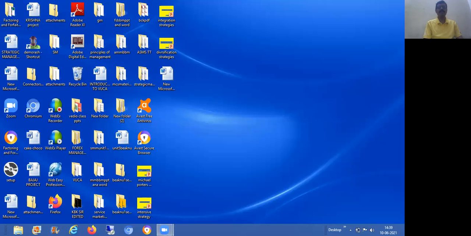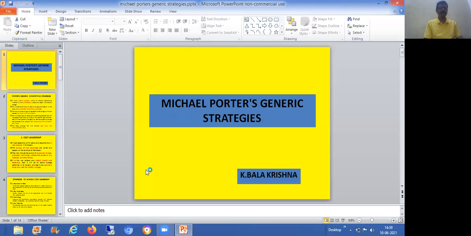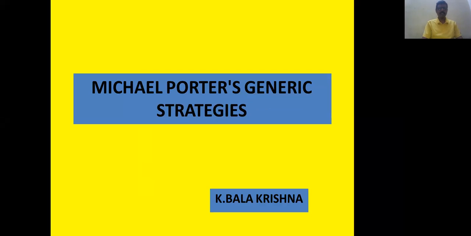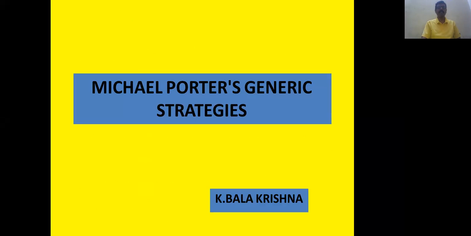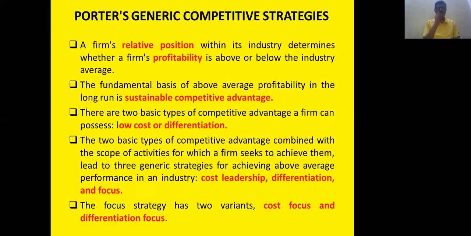that is Michael Porter's generic strategies. What are they? What are the advantages? And what are the benefits out of them? Michael Porter's generic strategies are of three types: cost leadership, differentiation, and focus. Michael Porter has used three different competitive strategies.